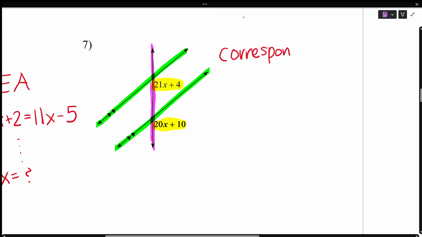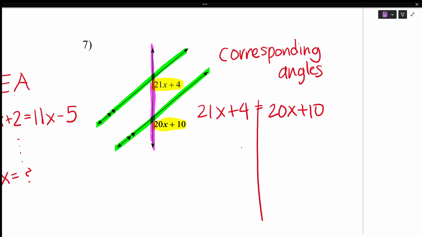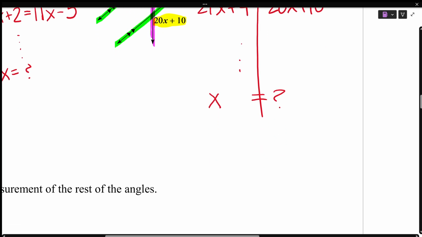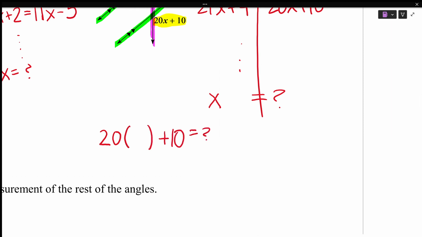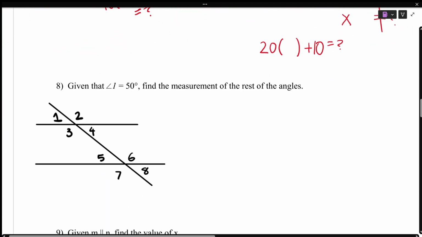Corresponding angles. So 21x plus 4 equals 20x plus 10. Okay, solve for x. X equals something. Okay, and then plug it back into the 20. 20 times whatever the x is plus 10 equals what? What's your final answer? Okay, cool. Let's move on to number 8.